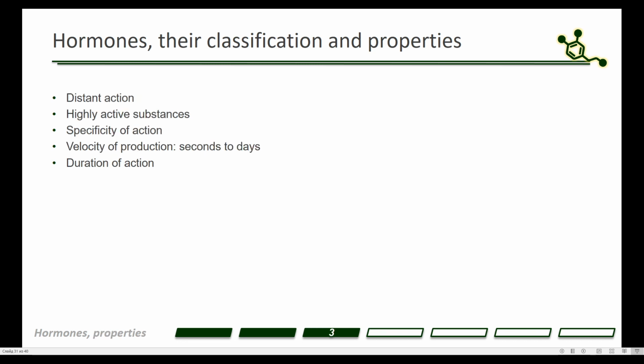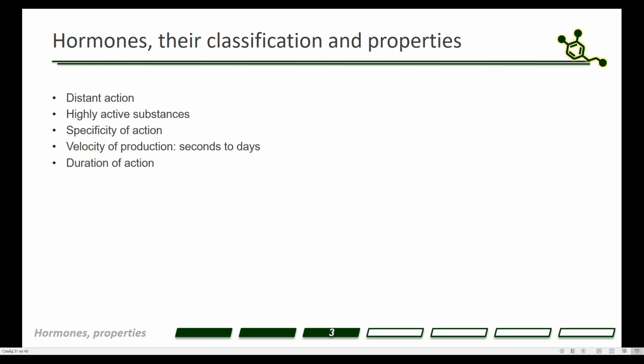Now, all of the hormones have certain properties. That's how you can describe their activity. As we have mentioned, most of the hormones have distant action. So they act quite far from the place they were produced.